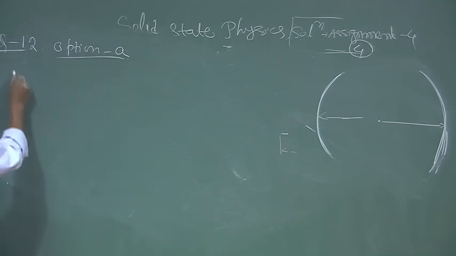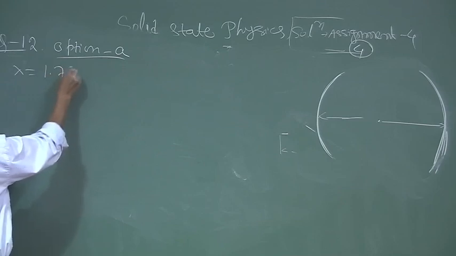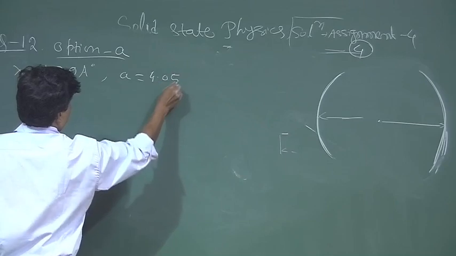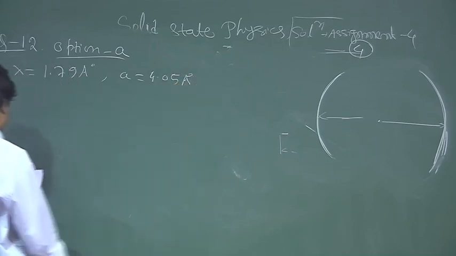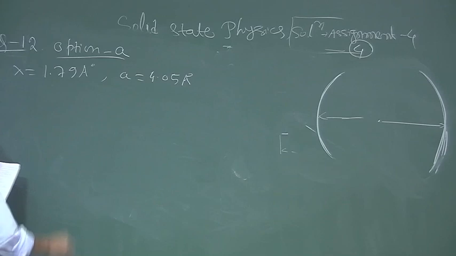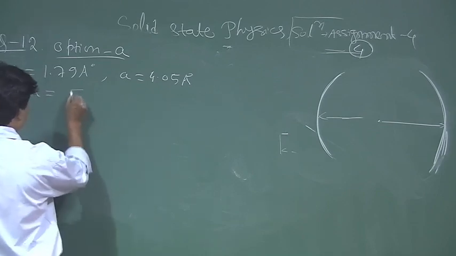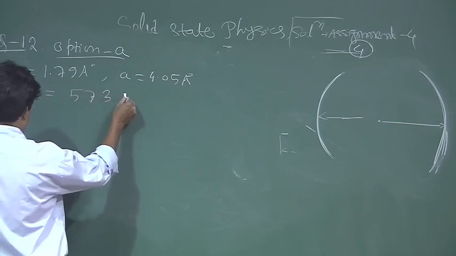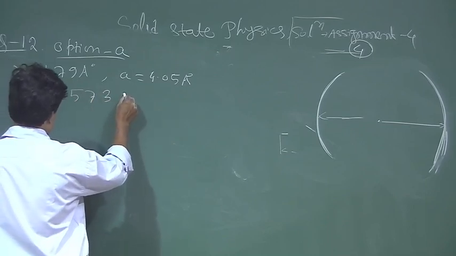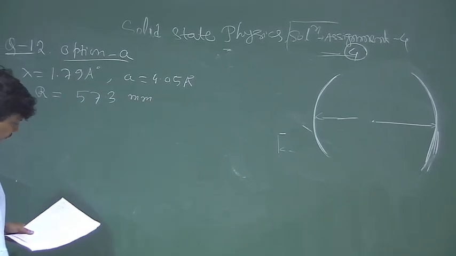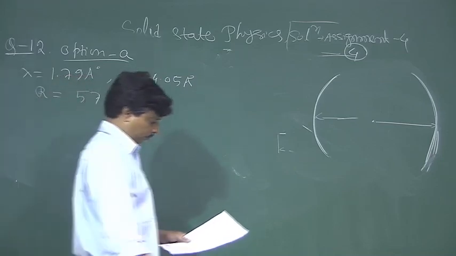What are the data given? See, lambda is given 1.79 angstrom, a is given 4.05 angstrom, and R, what is R? This is the camera radius, 57.3 mm.